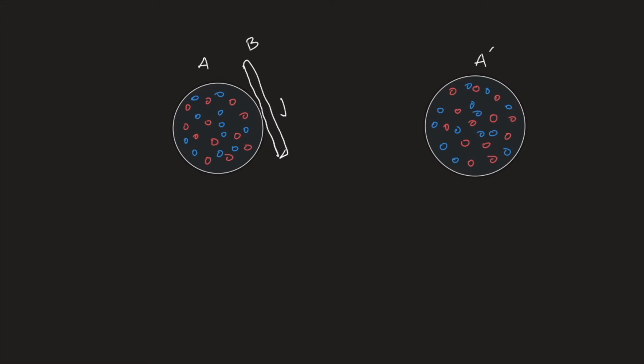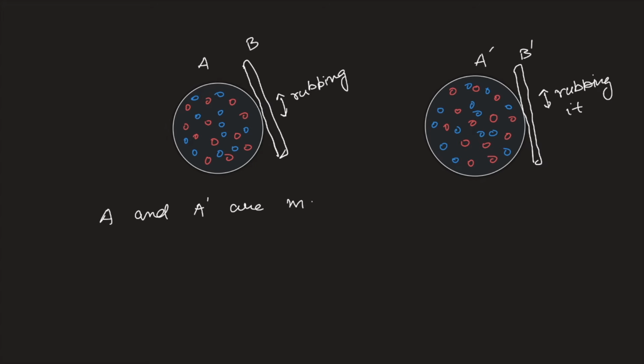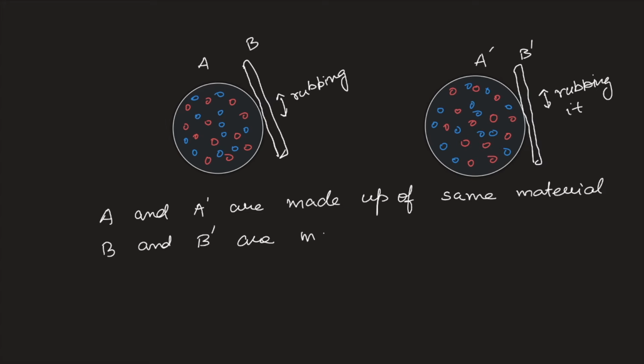जिसको आप इस पे घिसते हो, you start rubbing it, और यहां पर एक दूसरा मटेरियल लेके आते हो बी डैश, जिसको आप घिसना शुरू करते हो, you start rubbing it. इंपॉर्टेंट चीज ये है कि A and A dash are made up of the same material, and B and B dash are made up of the same material.